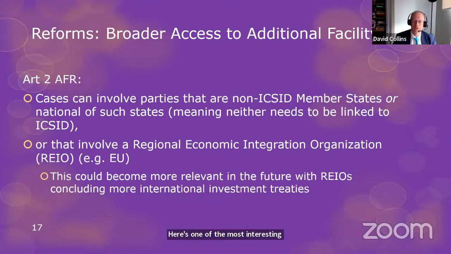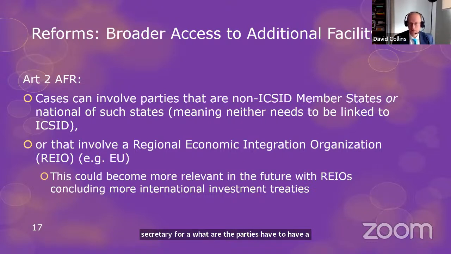Broader access to the additional facility rules. Historically, ICSID was only available where one of the parties had a connection to an ICSID signatory. So either an investor from a signatory or a signatory country. So one of the parties had to have a link in some way.